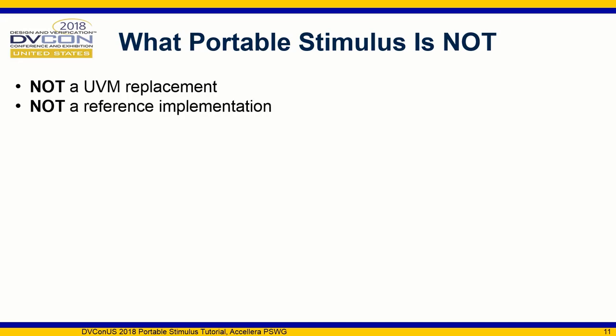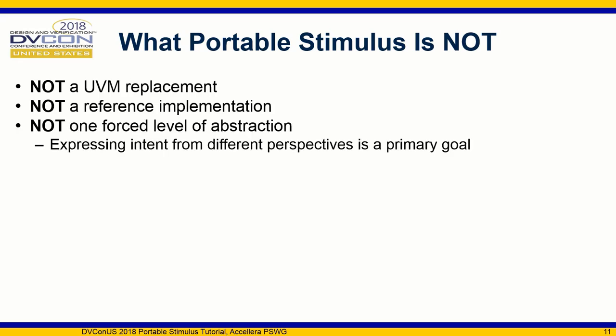It is not a reference implementation. We are not providing a reference implementation. We are defining the language, the semantics, etc. There may be some things that are provided. The standard actually defines a bunch of C++ header files that you'll use. That is not a reference implementation. That is an API spec. It is not one forced level of abstraction. So we're not trying to force you to always think in one certain way. The idea is that you have different perspectives depending on where in the scheme of things you fit. And we want to be able to express that intent from those different perspectives.